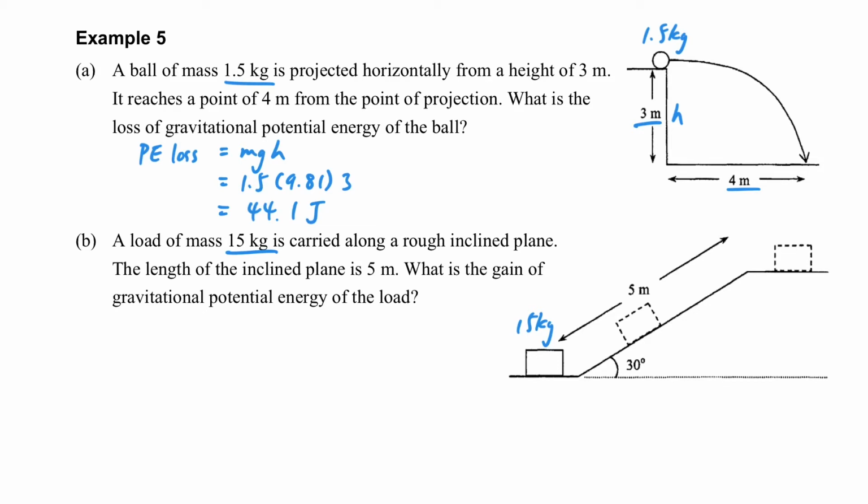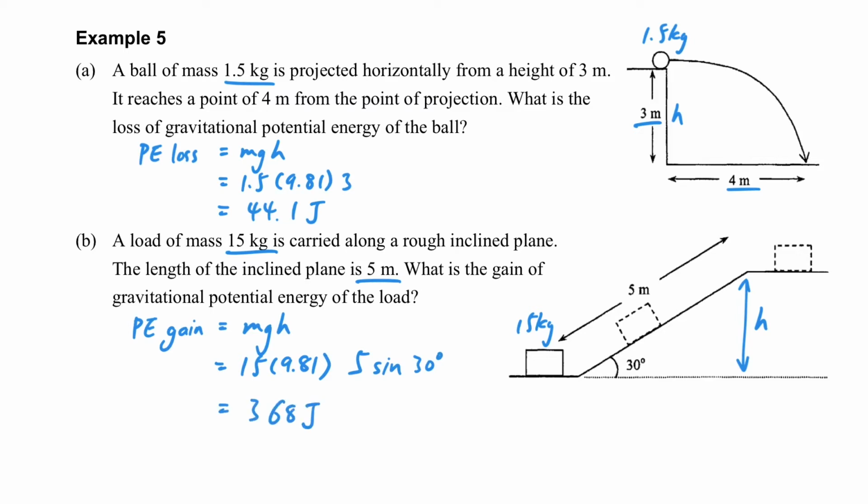In the second example, we push the block upward along the inclined plane, and the height is h. So when we calculate the PE gain, it's just mgh. We have to find the h in this situation, which is 5 times sine 30 degrees.